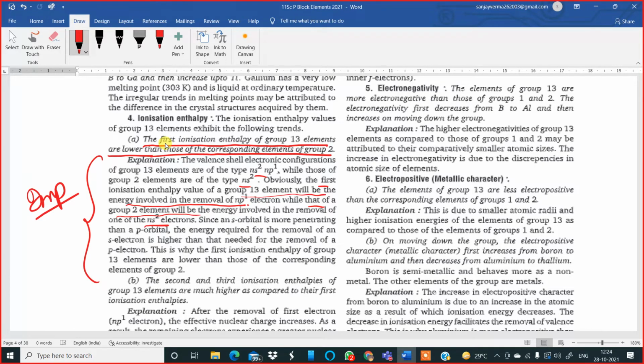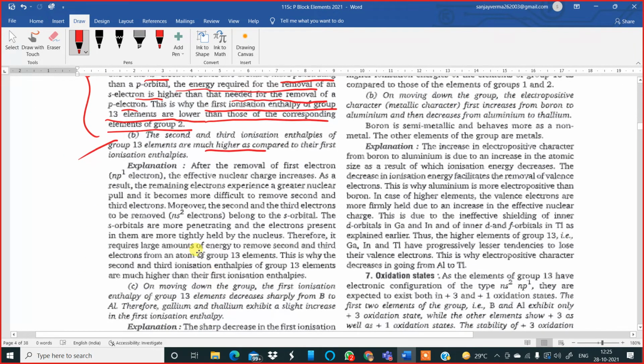Since an s orbital is more penetrating, it penetrates more towards the nucleus, that means it is attracted more by the nucleus than the p orbital. The energy required for the removal of an s electron is higher than that needed for the removal of a p electron. That is why the first ionization enthalpy of group 13 elements is lower than those of the corresponding elements of group 2. So here there is an anomaly. But the second and third ionization enthalpies of group 13 elements are much higher as compared to the first ionization enthalpies. Here there is no such effect. The penetration effect is not quite distinct in the case of the second and third ionization enthalpies.